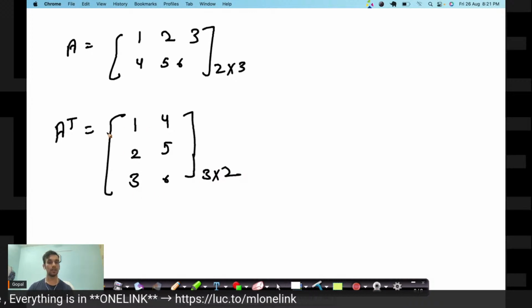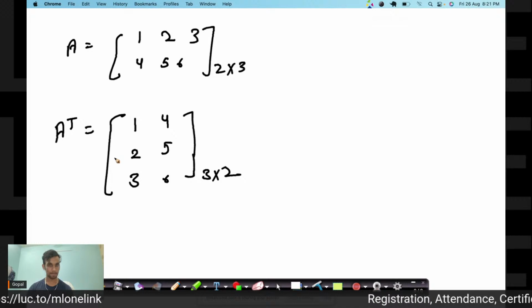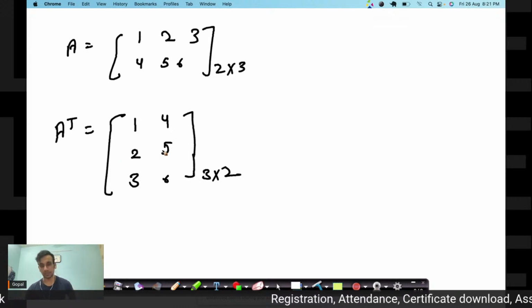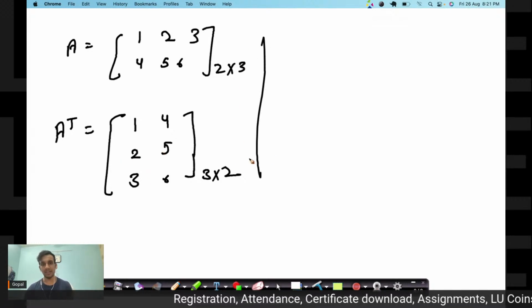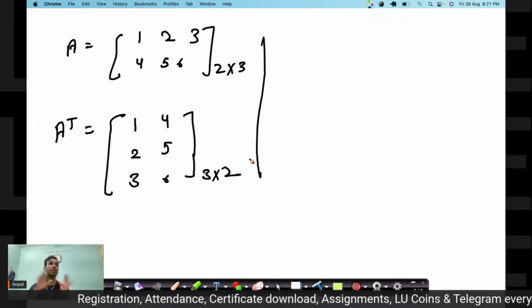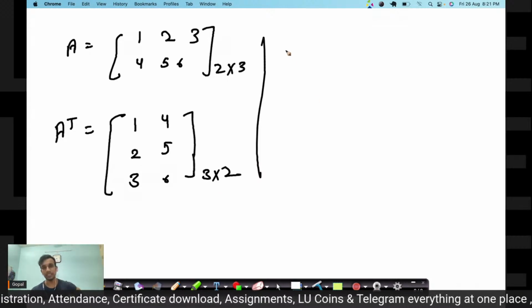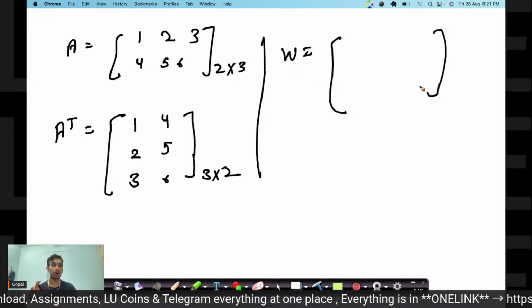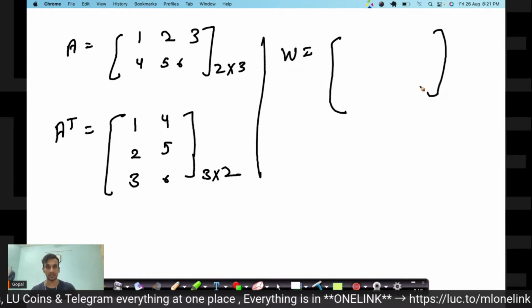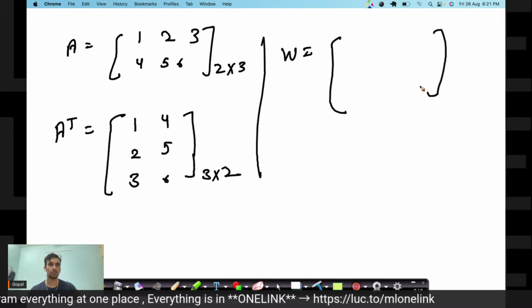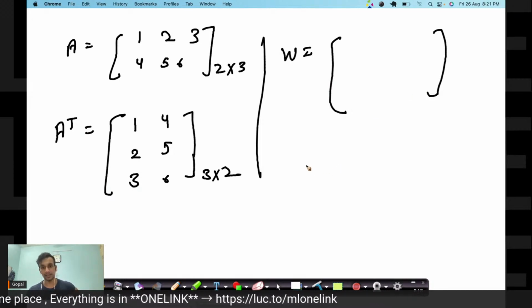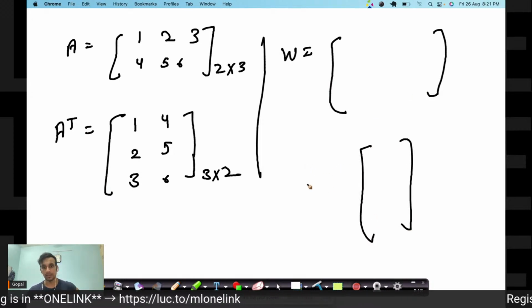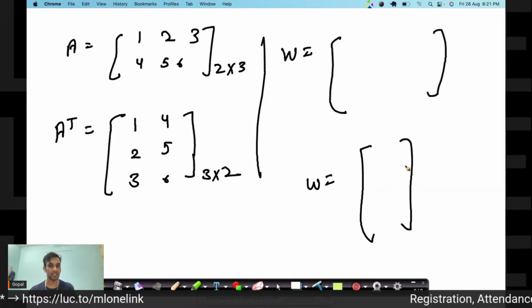So now I have 3 rows and 2 columns. This is your transpose here. Basically, you exchange those values. Now, in machine learning, everything is a matrix. Even for the W, we have a matrix of weight vectors. When I say a vector like this, W is again a matrix, but with only one column. So this is called a 1D vector.